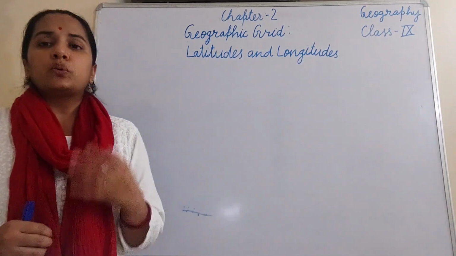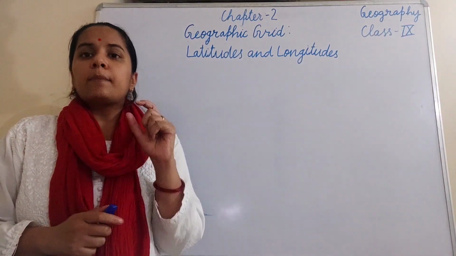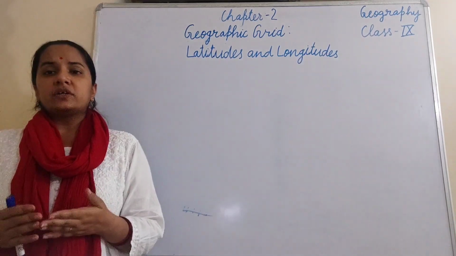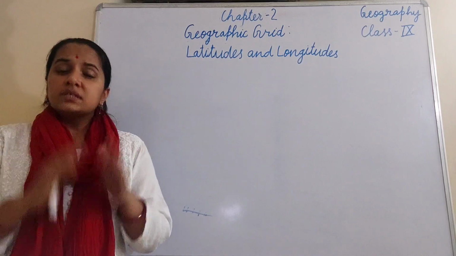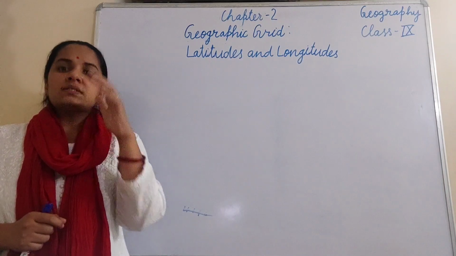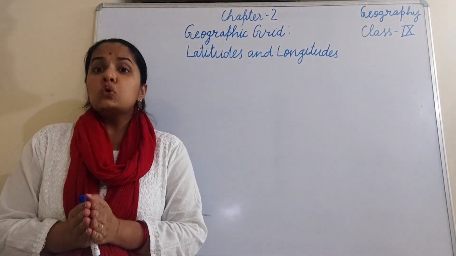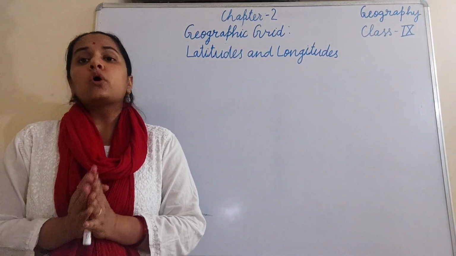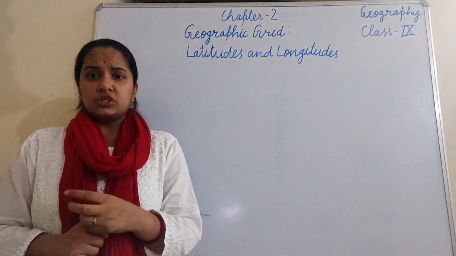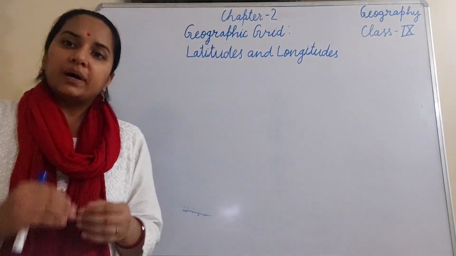Then we discussed the uses of the latitudes: that it helps to locate a particular place on the surface of the earth. The lines of latitudes help to measure the distance between places on the surface of the earth. And the next one was that the lines of latitudes also divide the surface of the earth into various heat belts or heat zones, depending on the average or general climatic conditions of all those places which lie in that particular belt.